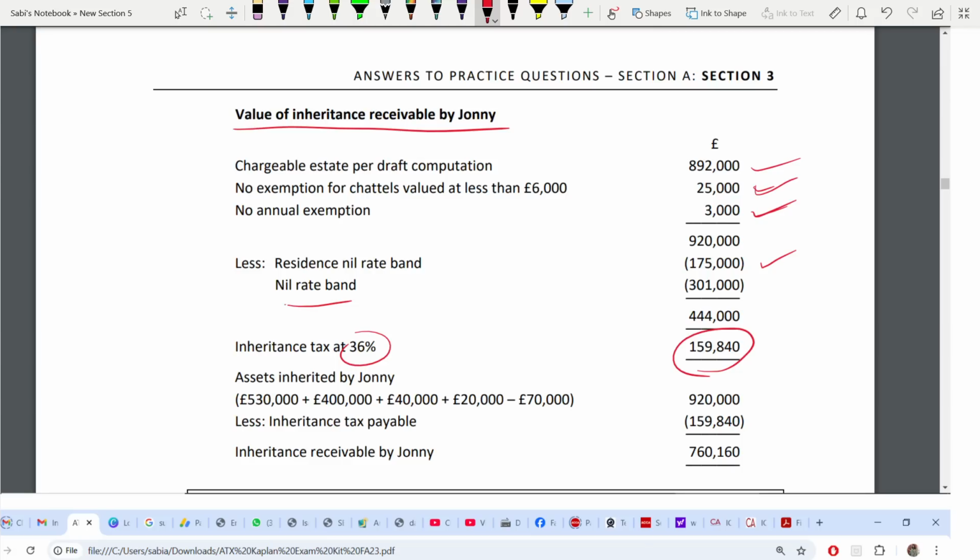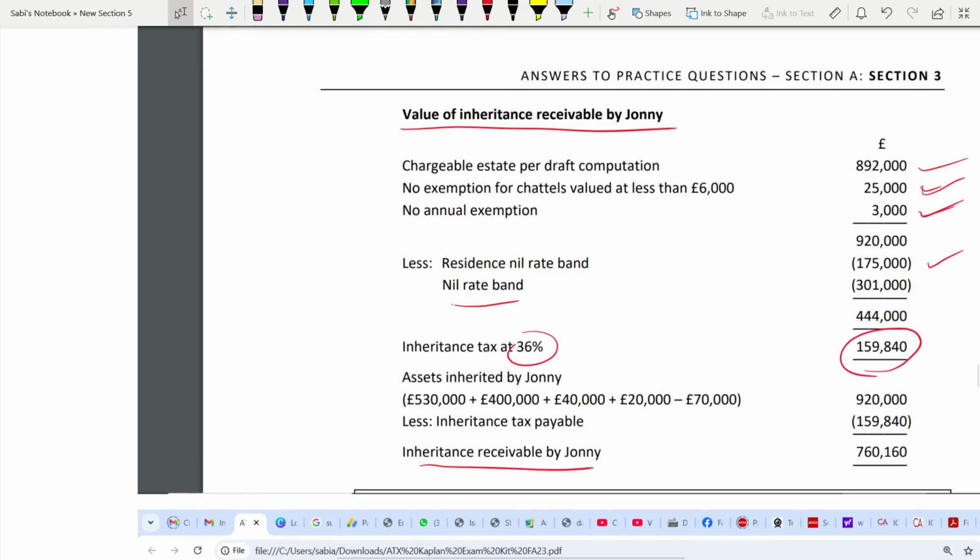Okay, now the question did not ask you for the correct inheritance tax. The question asked for the inheritance receivable by Johnny. For that you need all the estate assets. How much? Main residence. So all this you add, and whatever you have given to charity you deduct. This inheritance tax that you have just calculated, deduct that, and the balance is left to Johnny. This is the inheritance that Johnny will get.